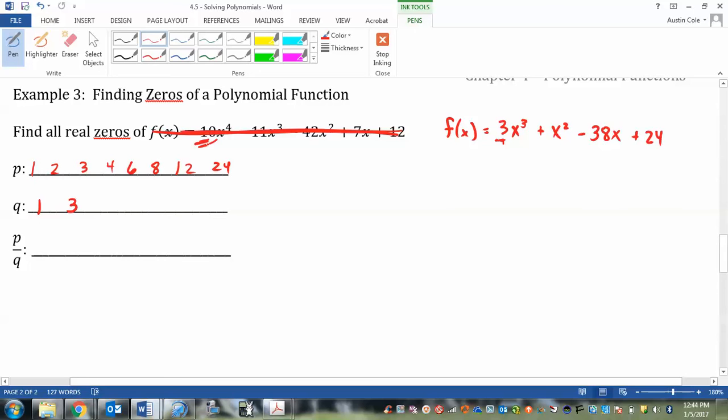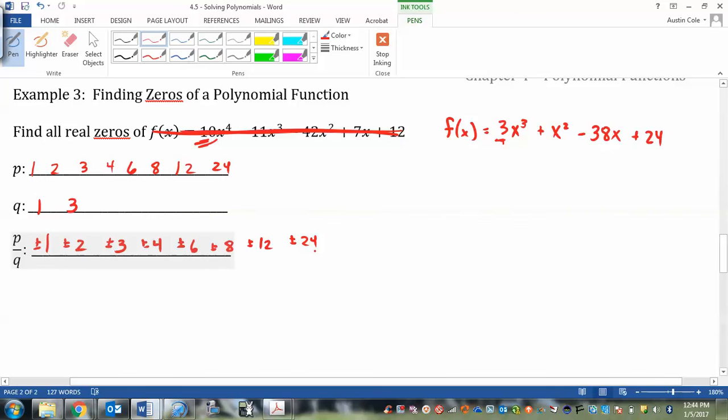Yes. Okay? So I'm going to do plus or minus 1, plus or minus 2, plus or minus 3. Again, I'm just doing all of these numbers over 1. Plus or minus 4, plus or minus 6, plus or minus 8, plus or minus 12, plus or minus 24.